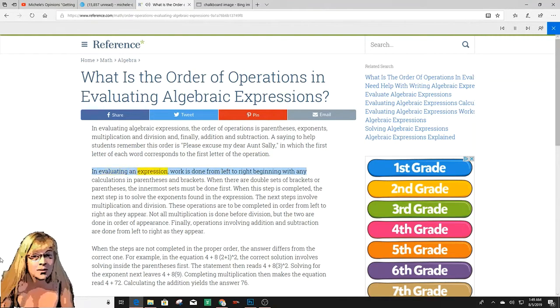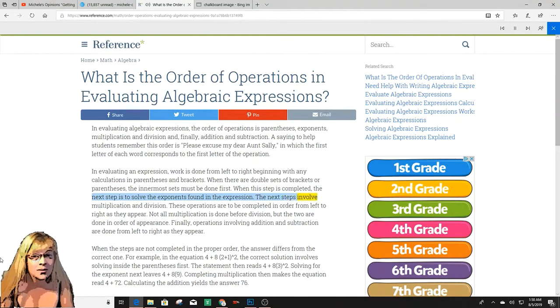In evaluating an expression, work is done from left to right beginning with any calculations in parentheses and brackets. When there are double sets of brackets or parentheses, the innermost sets must be done first. When this step is completed, the next step is to solve the exponents found in the expression.